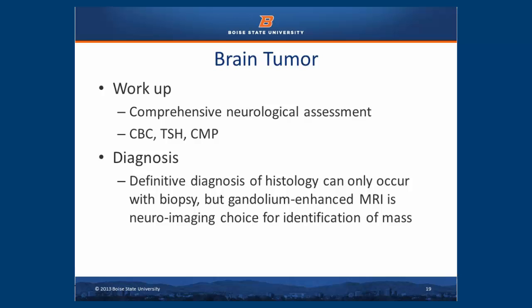Of course, as far as diagnosis of a brain tumor or any type of tumor, you have to have the actual tissue, histology, biopsy for a definitive diagnosis, but gadolinium enhanced MRI is the neuroimaging choice for identification of a mass when you're looking to evaluate for a brain tumor.